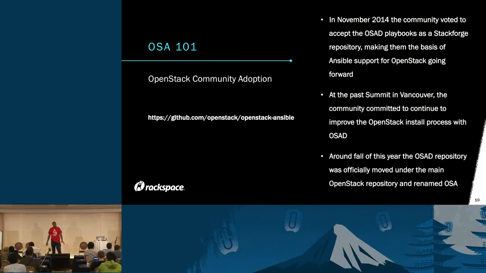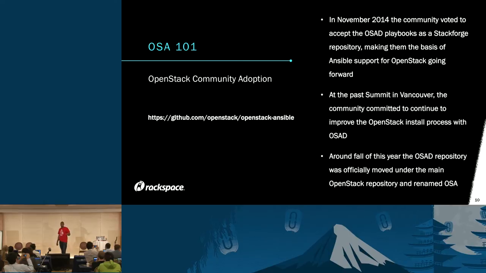Just some background around OSA and how we got to where we are. Back in November 2014, the community voted to accept OSAD, as it was called at the time, the playbooks for OSAD, as a StackForge repository. Basically the OpenStack community embraced OSAD and said, we'll stand behind this, you can use this method to deploy OpenStack. This is the way we're going to use Ansible to deploy OpenStack. And it just so happened that Rackspace were major contributors to creating OSAD.